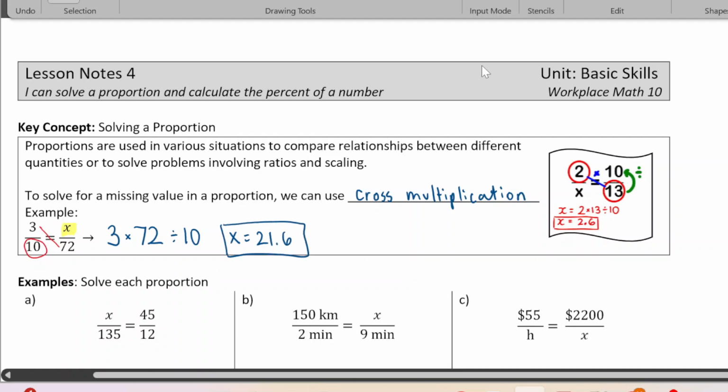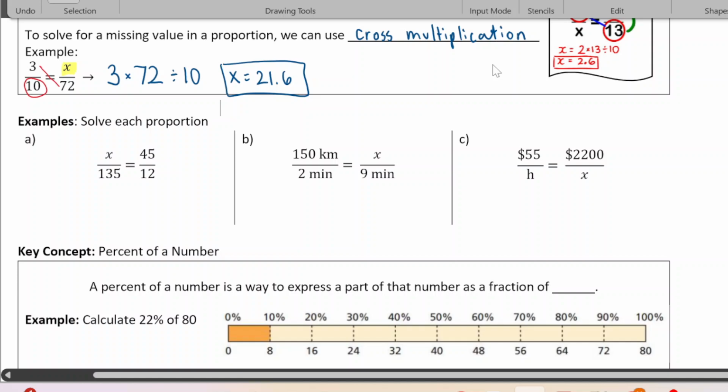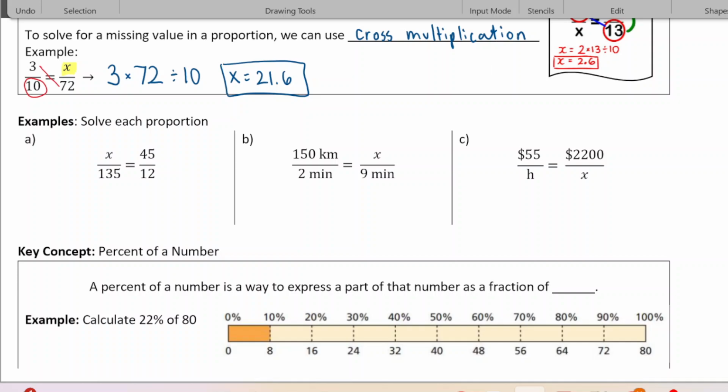Okay. Let's solve each of these. I would recommend just pausing here and trying these on your own, but you can do them along with me too. So the first thing you want to do when you're cross multiplying is find the two numbers that are across from each other and multiply them. 45 times 135. And then you want to divide by the other number that's sitting across from what you want to find. So here we're trying to solve for x. So we divide by 12.